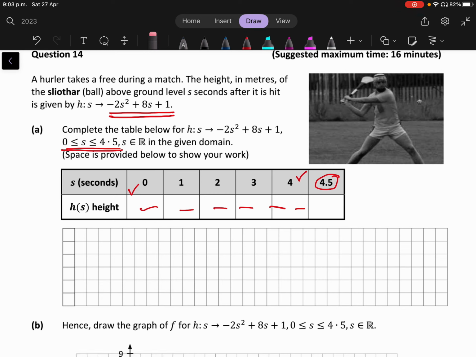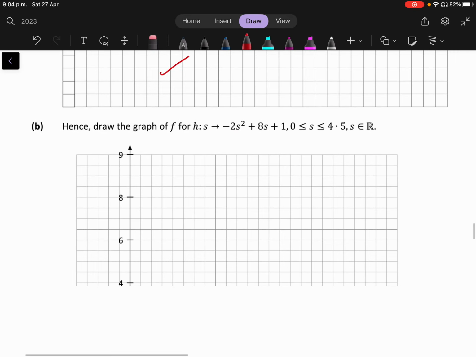And then 4.5 maybe you will have to work on, because in the table function you usually add a step of 1, otherwise it will become confusing. So let us put it from 0 to 4 and then 4.5. Now once you put the values, you will get 1, 7, 9, 7, 1 and minus 3.5. And if you want to do some calculation, you can directly do it in here.